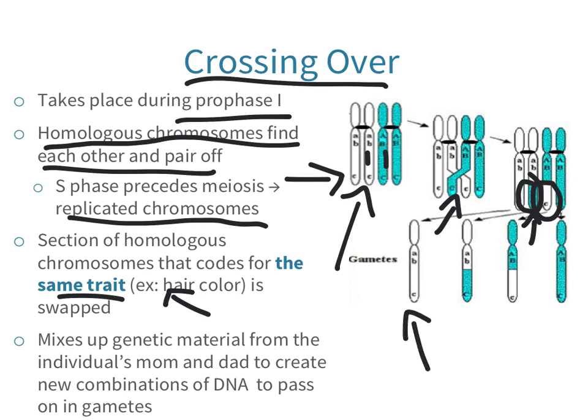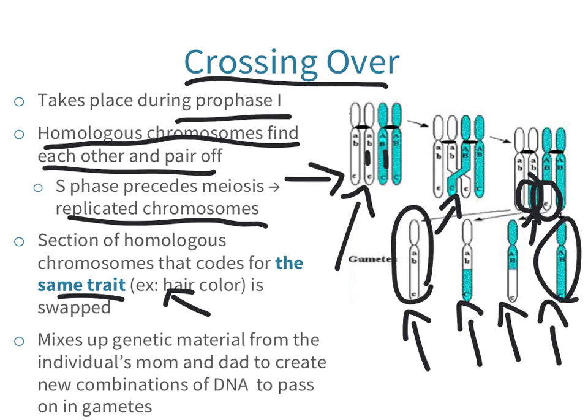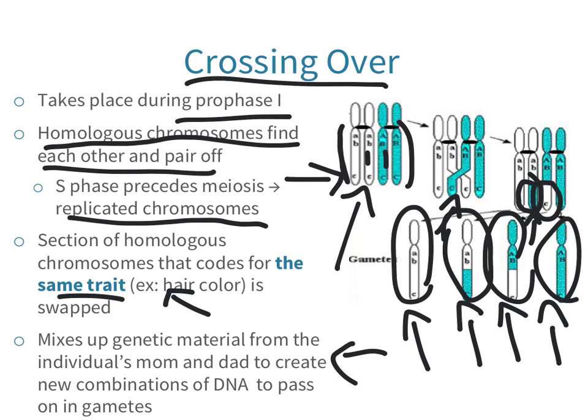And what this does is now it makes 4 different versions of that chromatid. We have the all white version, the all blue version, and then the one that's half white and a little bit blue, and the one that's half blue and a little bit white. So what this does is it mixes up genetic material from the individual's mom and dad to create basically new combinations. Whereas before little a, little b, and little c were all together, and big A, big B, and big C were all together, and now we have different combinations. We have little a, little b, and big C together right here, and vice versa right here. So this is creating more variation.